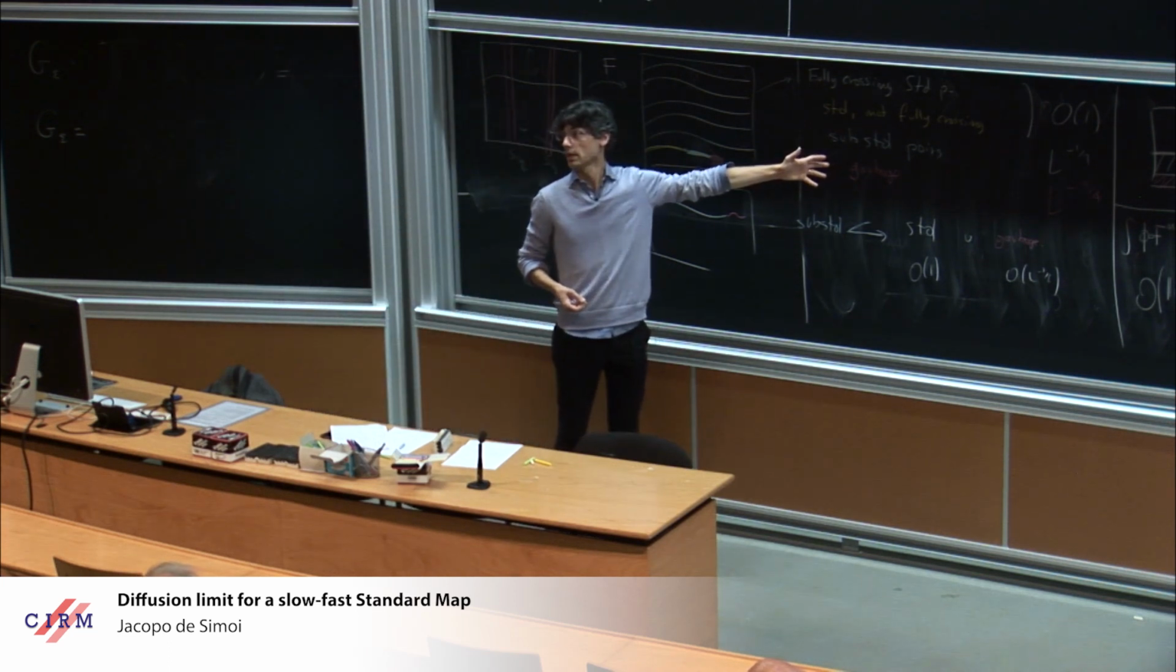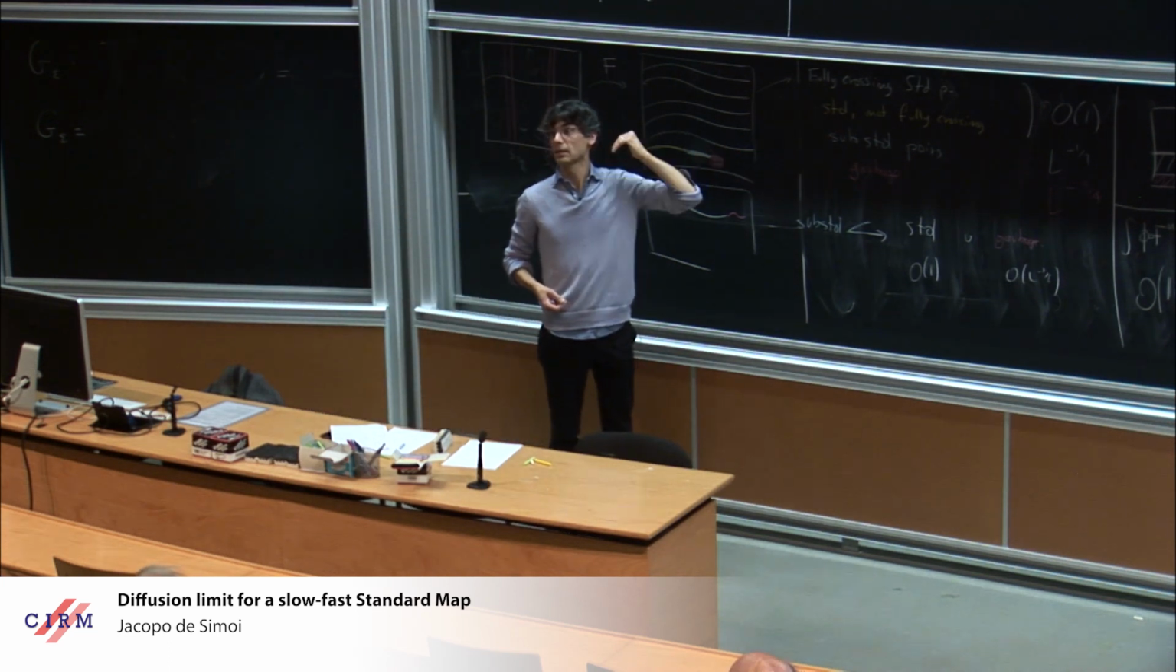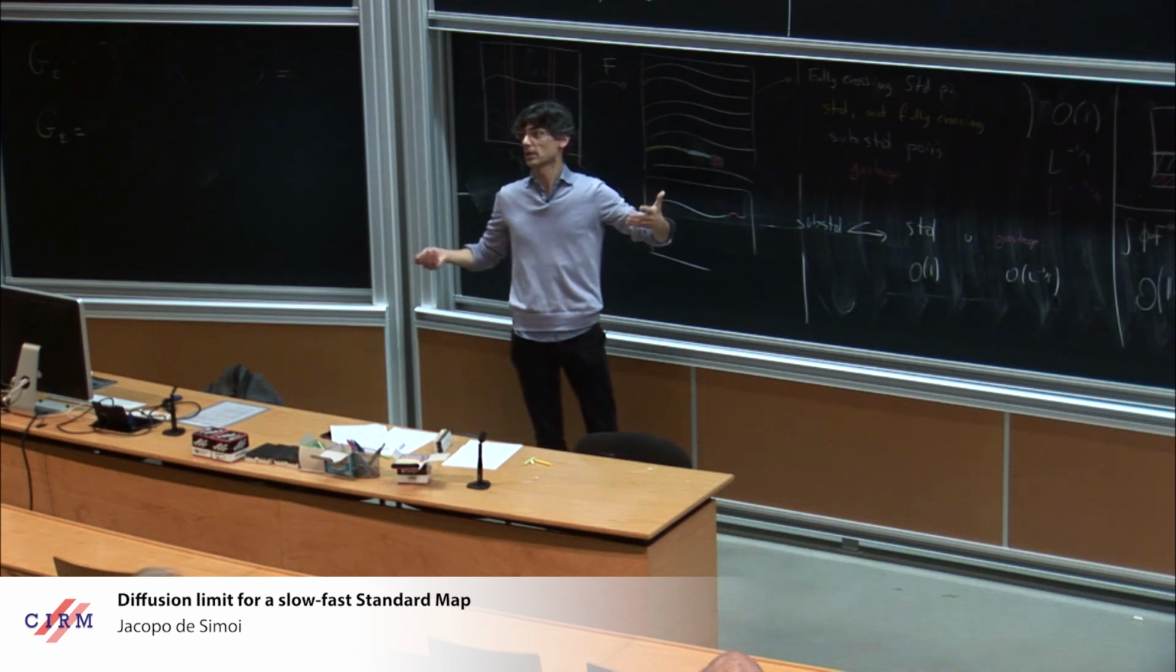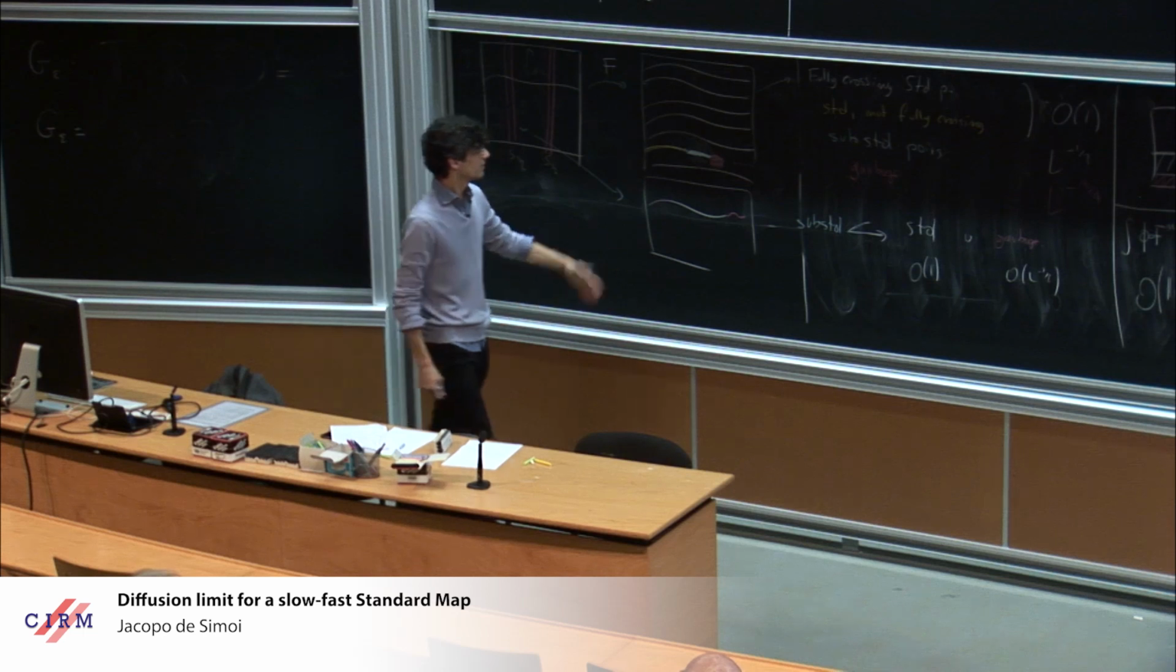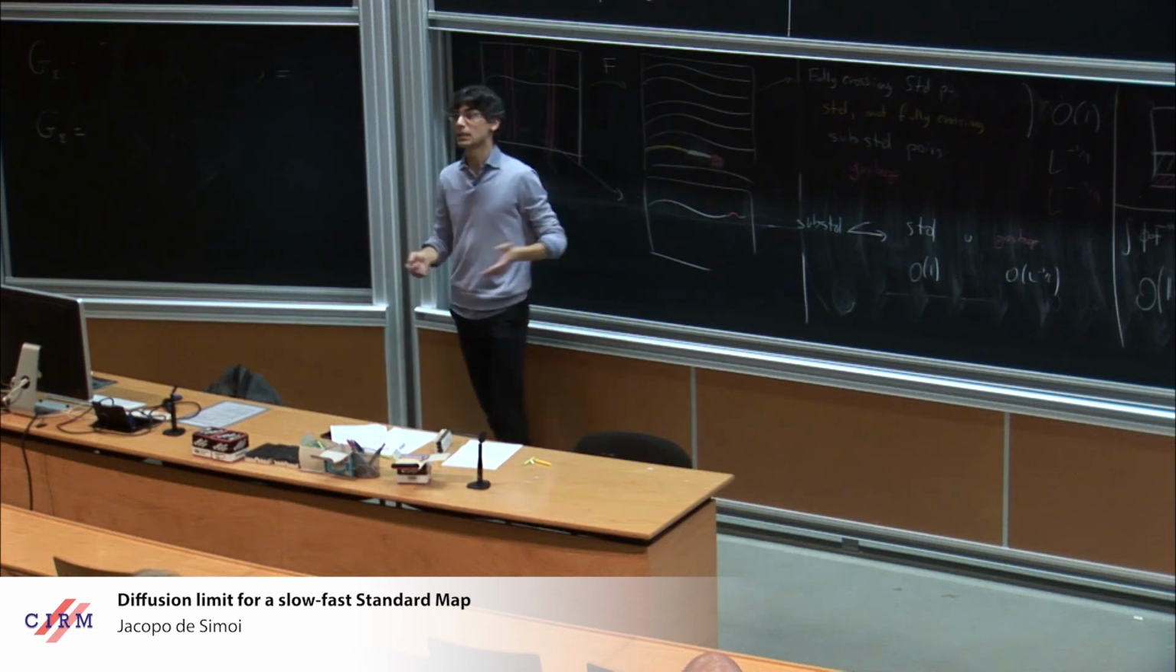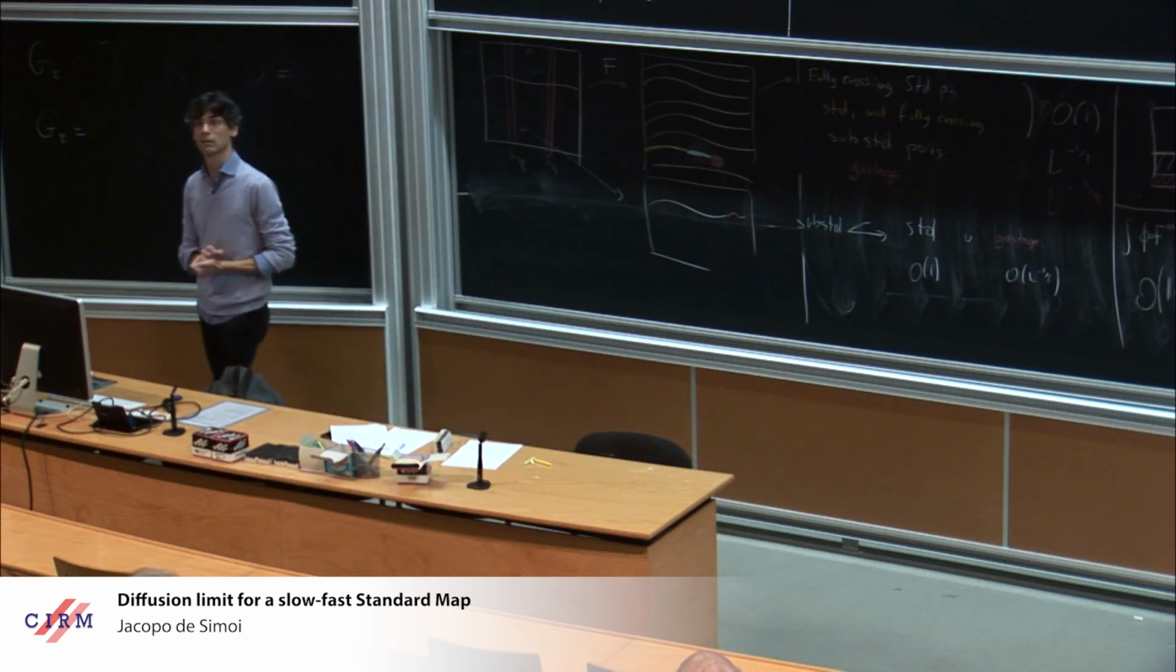Garbage will always be there. At some point you might hit elliptic islands, and then this is completely garbage. There's no hyperbolicity there. So you need some way to deal with garbage, and this might be some way to do it.